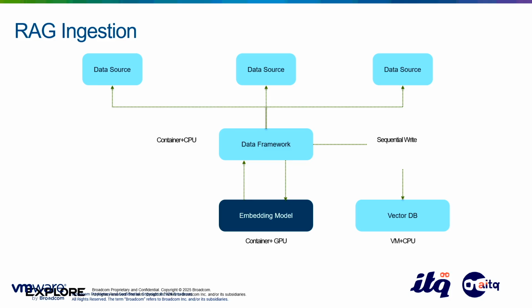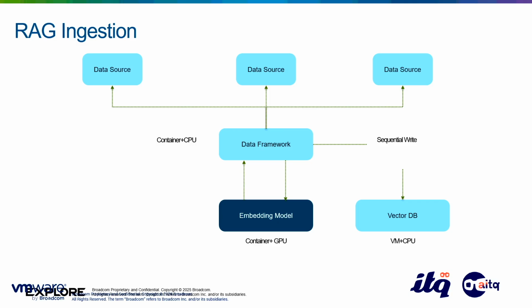What I did here is I also showed what type of compute power you need. For the data framework, you need a container with CPU. For the embedding model, you need a container with GPU, but in most cases you can also use a CPU. And for the vector database, it's just a database, so typically you will have CPUs.